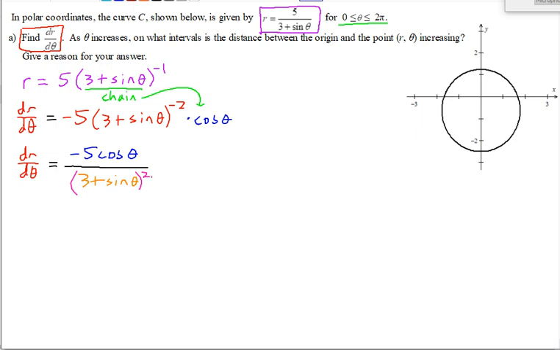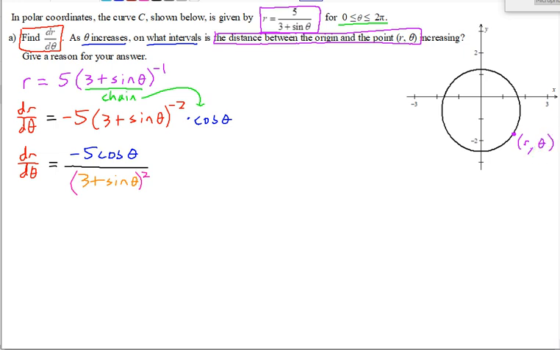And it says as theta increases, in other words, as it goes from 0 and then all the way up to 2 pi, what intervals is the distance between the origin and the point r theta increase? So if we've got some point on our graph, really put it anywhere, let's say we put it right here, say that's the point r theta.